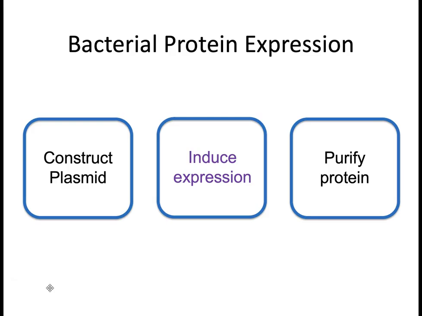So what I'm going to do in this lecture is go over the strategies in particular for inducing expression of your protein of interest in a bacteria. The typical flow path for purifying proteins is the first thing to do is to construct a plasmid. And I'm going to show you a plasmid in just a second. The key thing there is that the plasmids must have the proper elements so that a gene of interest can be produced by the bacteria.